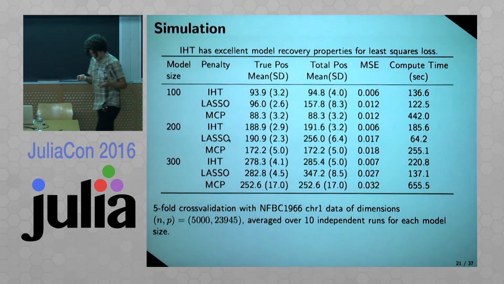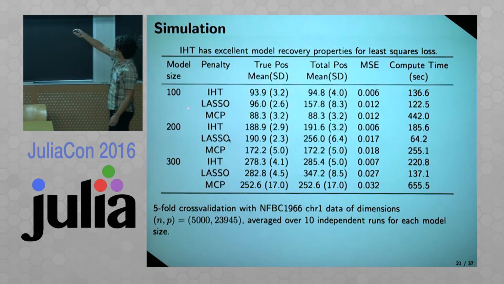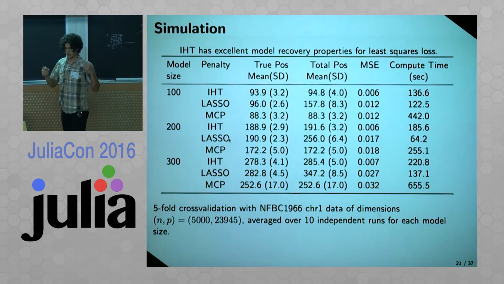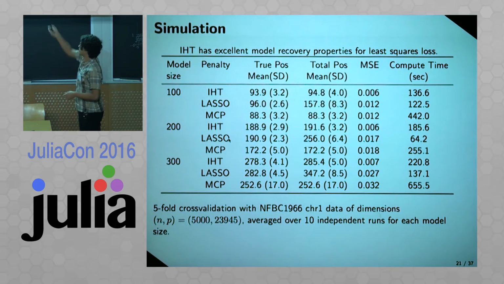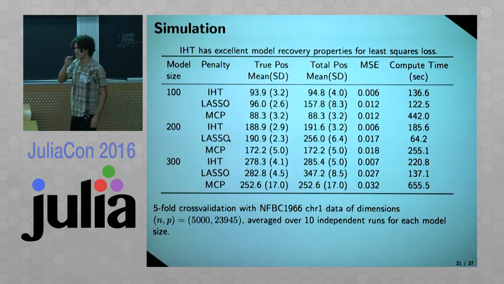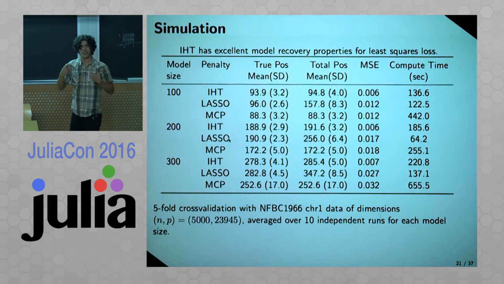So here are the results. What you'll see is model size 100, 200, 300, and here are the 3 algorithms. What we want to know is, per algorithm, is it actually recovering the underlying truth, the simulated truth? In this case, I'll just show you 100 because 200 and 300 are the same story. Model size 100. Here we are with IHT. There are 100 causal SNPs, 100 true non-zero components in this model. And IHT gets about 94 of them.